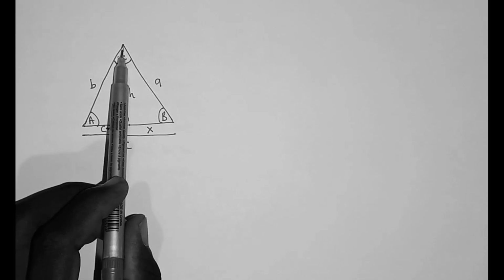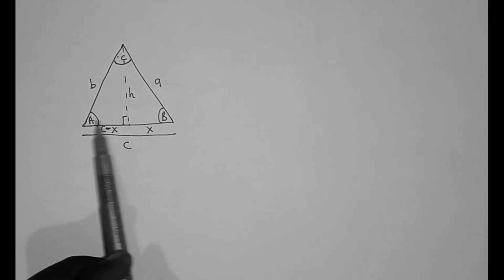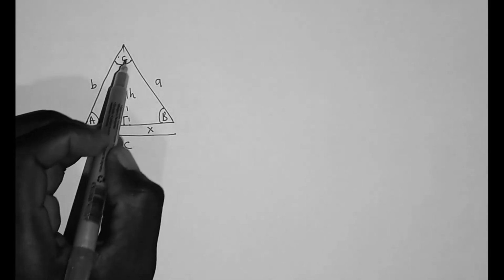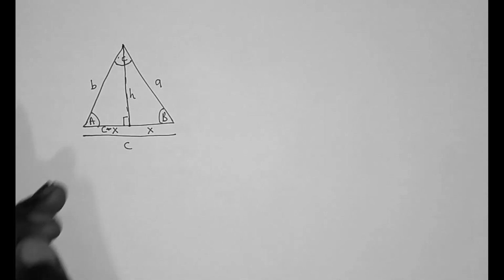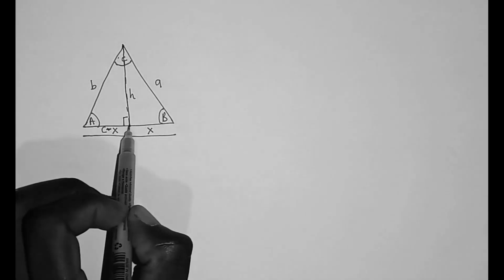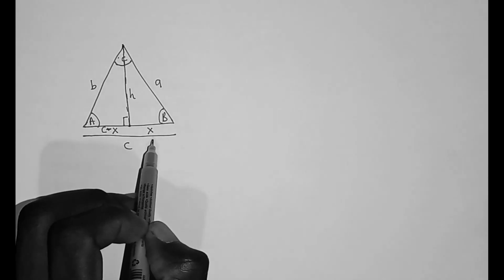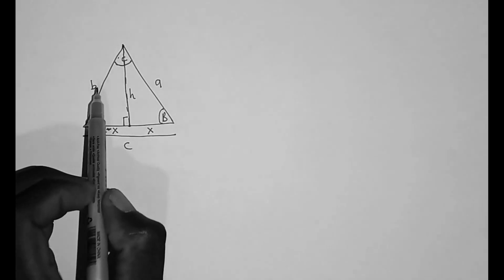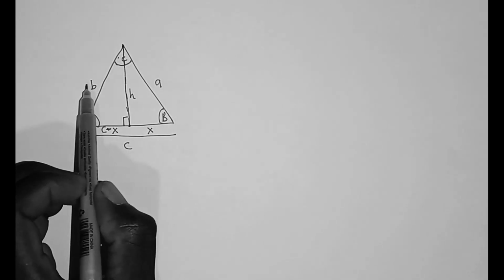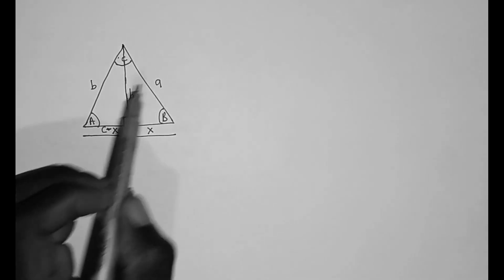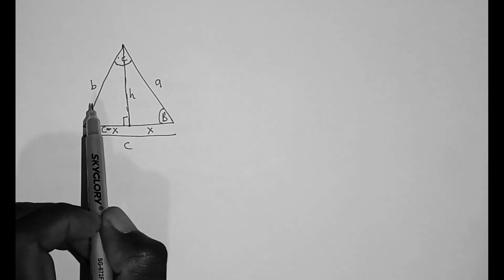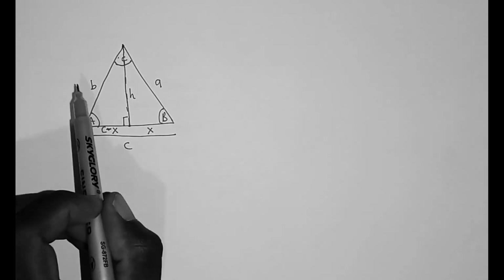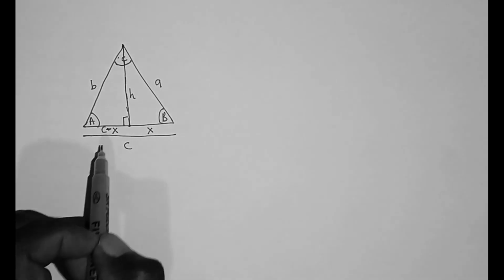You see that this triangle has been divided into two right angle triangles, this side is a right angle triangle, and this side is also a right angle triangle. So what is the magnitude of B and then the magnitude of A? By using the sine rule, we'll be able to find A with reference to C and H.